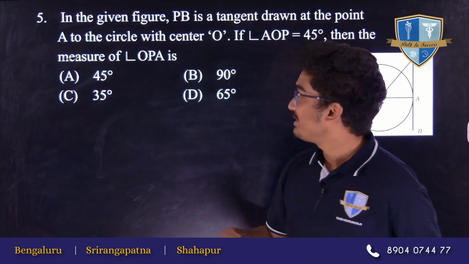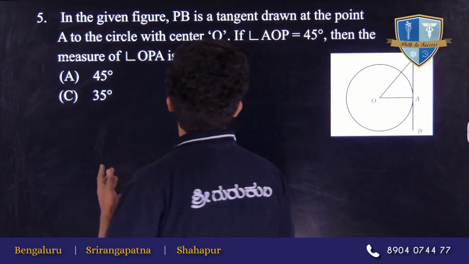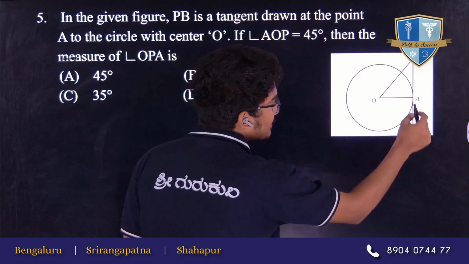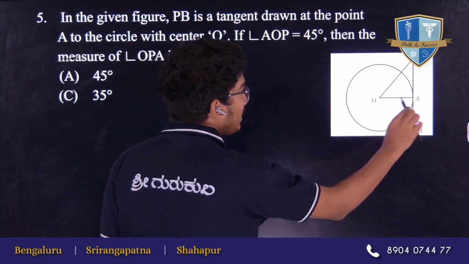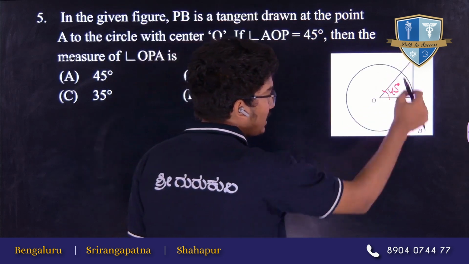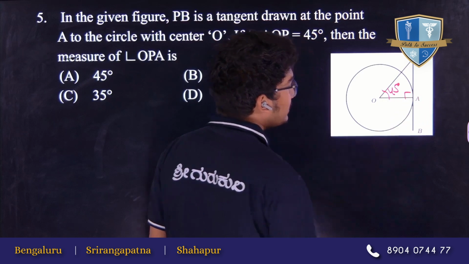So our next question is, in the given figure, PA is the tangent drawn at point A to the circle with center O. So this is the circle with center O, and PA is the tangent at point A, PB is the tangent, and angle AOP is given as 45 degrees. So if PA is the tangent, then the angle between OA and PA will be 90 degrees.